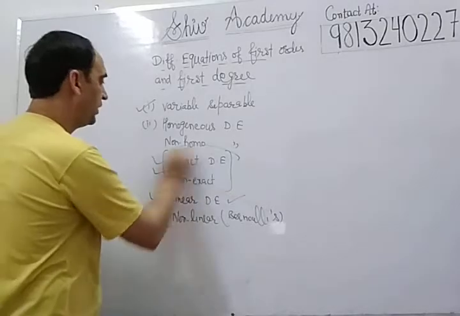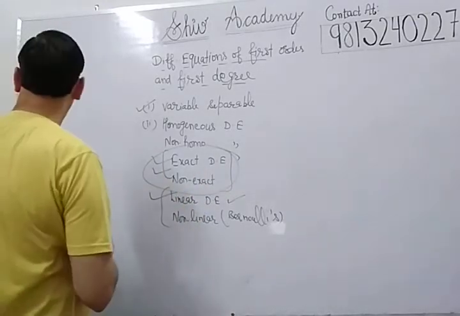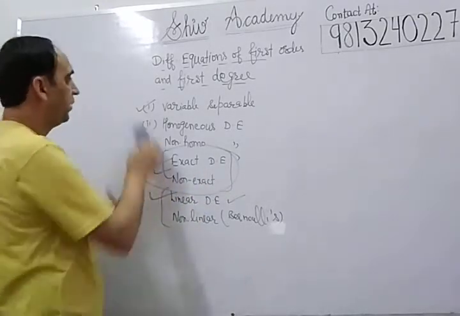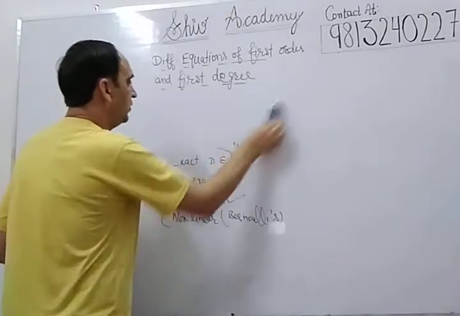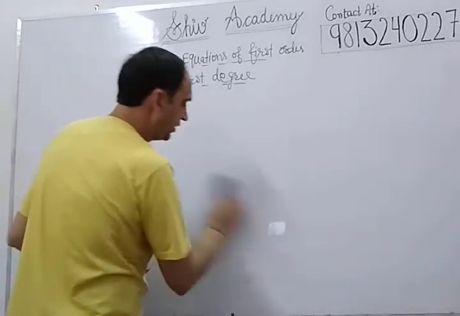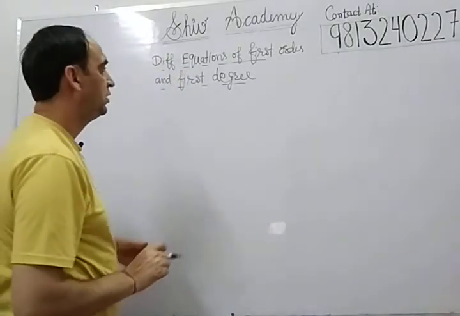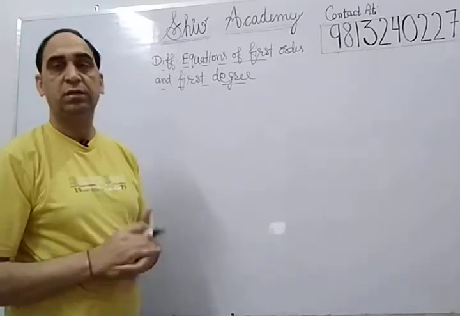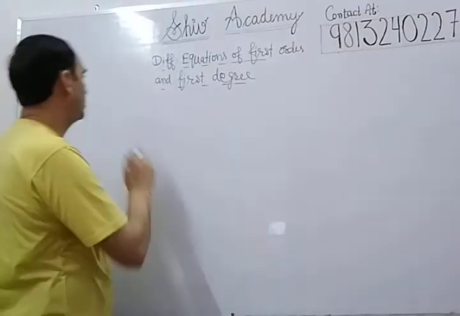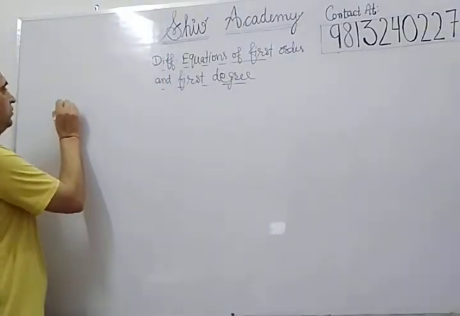Okay. These two methods I told you we have already discussed. So first of all, coming to variable separable, in which I told you that we separate the variables, then we integrate and then we solve the equation. We will get the answer. Okay. So I am taking the first question.